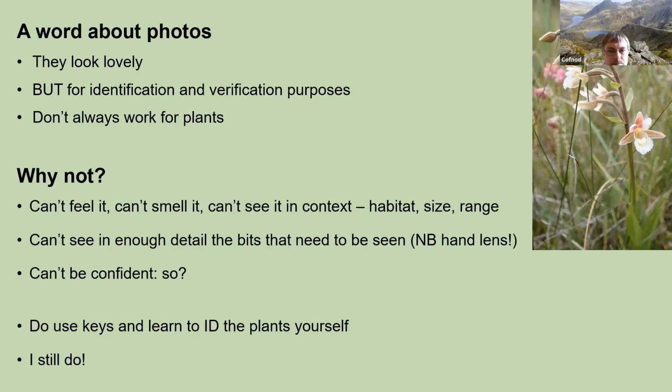Often I can't see in enough detail the bits I need to see. That's why we use a hand lens a lot. And I can't be confident that the photo I've been sent is what the recorder thinks it is. So what do I do with that? Well, if I'm not confident, it doesn't get accepted. There's no point saying it could be. So I write back to the recorder and I say, well, it could be, but I'm not sure, and I need a bit more ID. I need a specimen, a voucher specimen, please, in the post, or can you send me a better photo that shows me the bits I need to see?